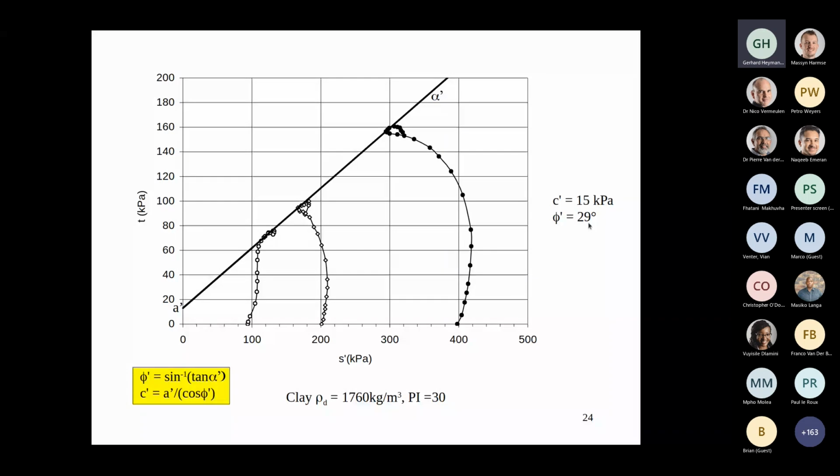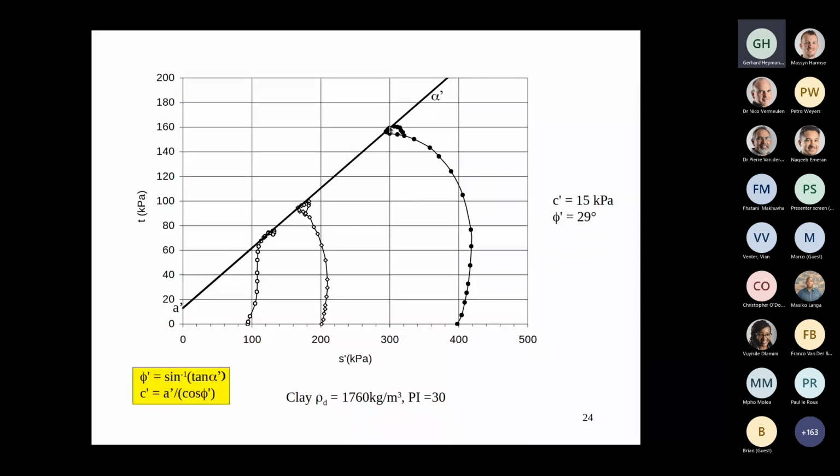Now that is a massive difference. If you've ever done a slope stability analysis or bearing capacity analysis, 6 degrees is massive. And which one is the most accurate? 29 degrees. Why? Because we're using multiple Mohr circles. Each one of these points is a Mohr circle.